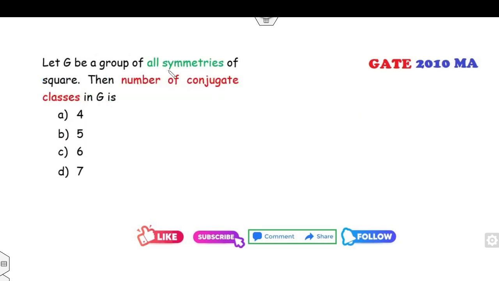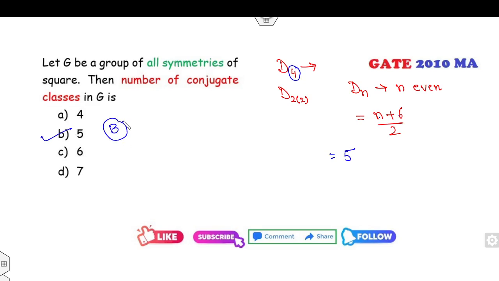Let G be the group of all symmetries of the square. That will be D4. All those symmetries of the square, that will be D of 2n. So how many conjugate classes does Dn have when n is even? That will be n plus 6 over 2. So what is n? n is 4. 4 plus 6 over 2, 5 is the right answer of this problem.